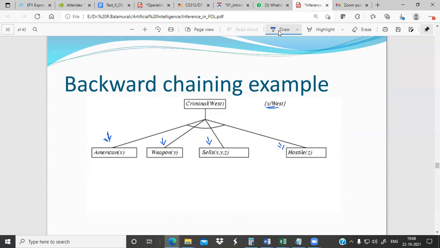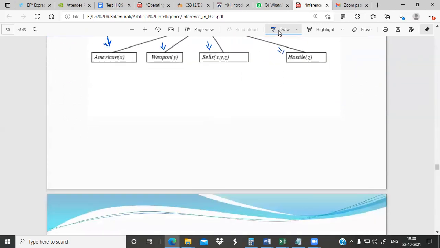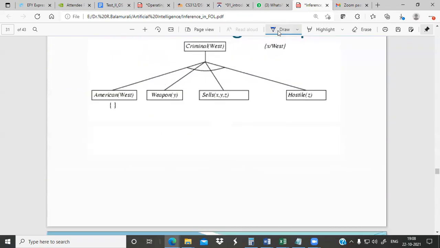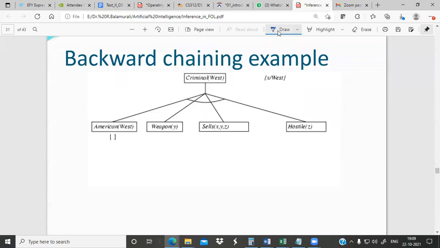In our knowledge base, we have American(X), and also we have a statement that West is an American. So here X can be replaced with West. Now we know that West is an American.